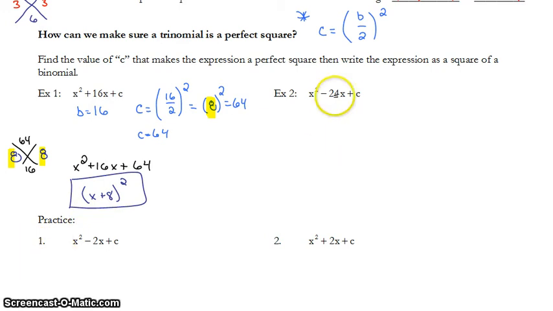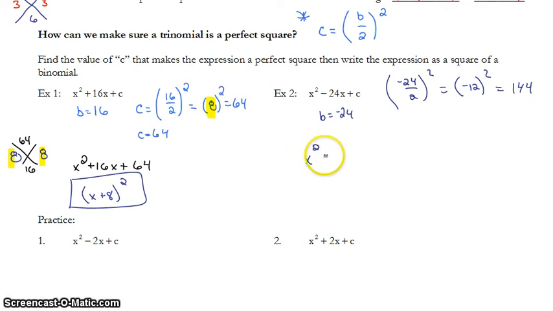Example 2 here is the same idea, except this time b is negative. So b is negative 24. To find c, I take my negative 24 divided by 2 and square it. Make sure you use parentheses here. If you don't, you're going to get a mistake. When I square this, I get 144.